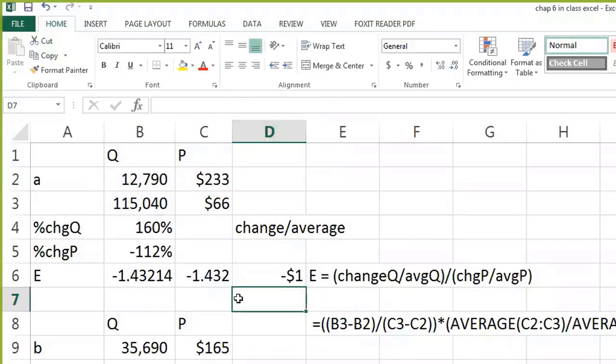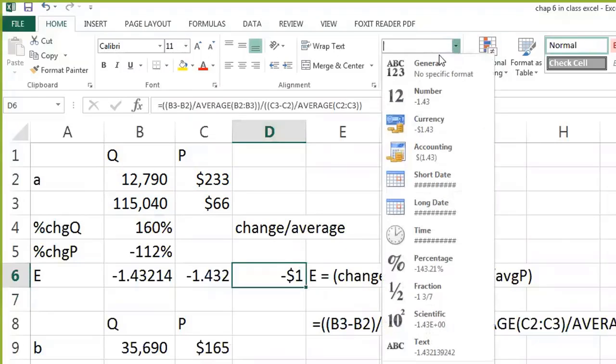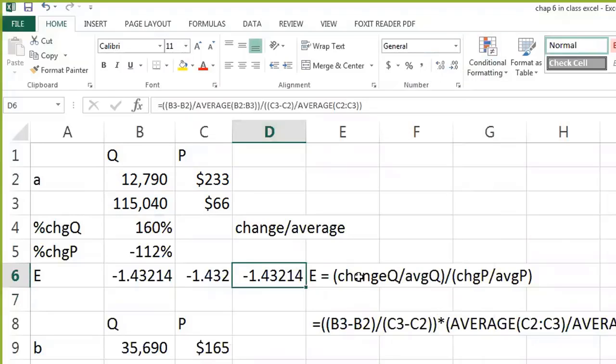I wait for my screen to show up. It shows -1, but it's in currency still. Let me change it to a regular number. So same value that I had for all of the others.